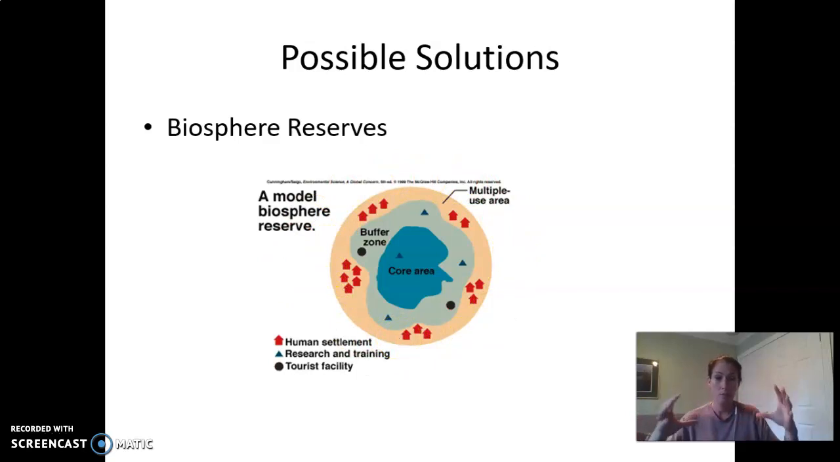So you have a buffer zone between the core animal habitat and the human interaction, because habitat is the key thing that we have to protect for these species. So these are the best ways that we're currently trying to save our biodiversity, by creating these biosphere reserves to protect their habitat and legislating to make sure that the animals and their habitats are both protected.